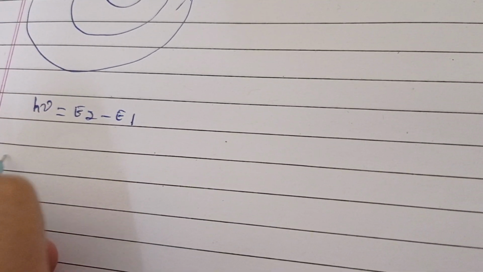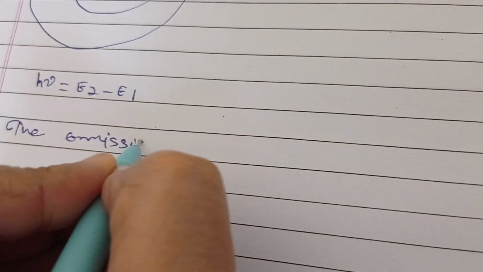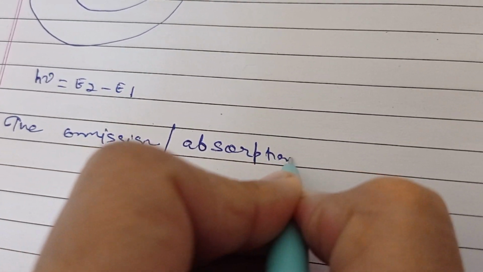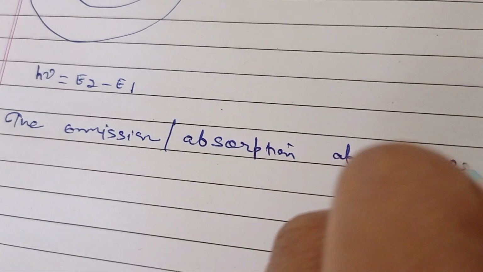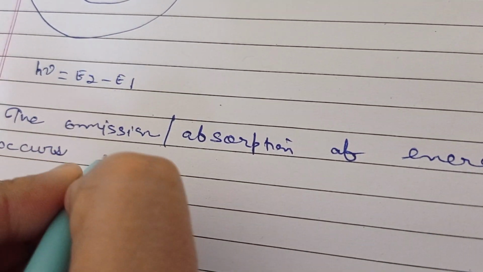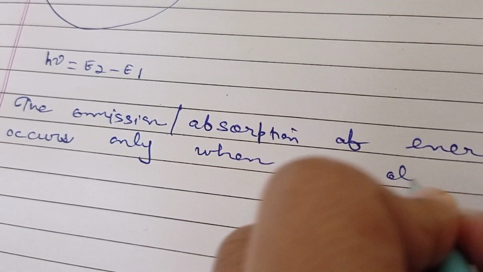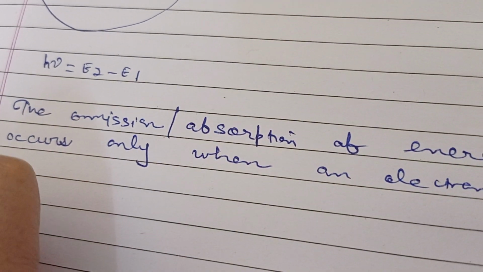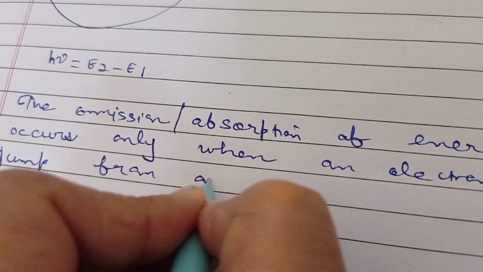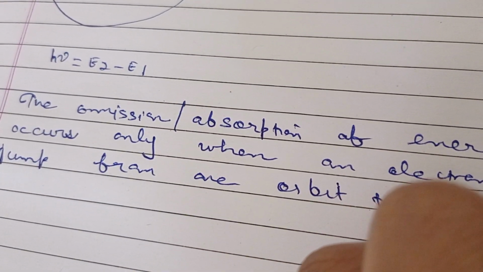Okay, the emission and absorption of energy occurs only when an electron jumps from one orbit to another.